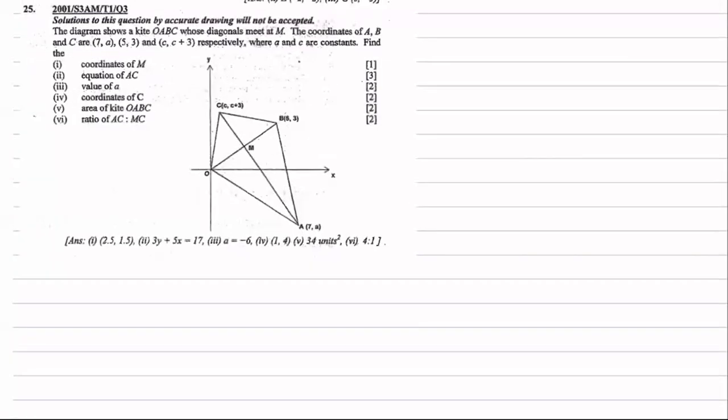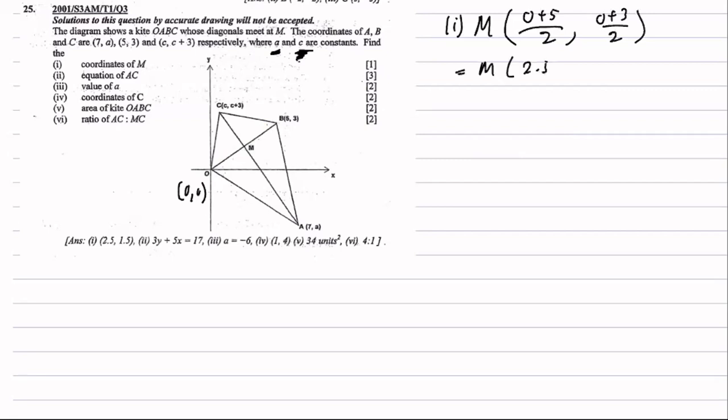So let's take a look at this diagram. We have a kite OABC whose diagonals meet at point M. Coordinates of A, B, and C are given, respectively, where a and c are constants. This time it has 2 unknowns, a little bit more challenging. Find the coordinates of M. So I think you can see M is the midpoint of O and B. What's O? 0, 0. Yes, exactly. So for coordinates of M, it's just the average, 0 plus 5 over 2, 0 plus 3 over 2. Answer will be 2.5, 1.5. That's part 1 done.